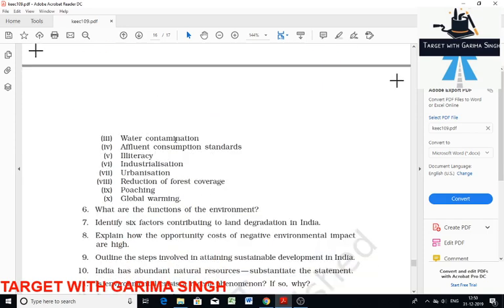Water contamination. Many states in India are on the edge of famine. Whatever water is available, it is polluted or contaminated. It causes diseases like diarrhea and hepatitis.